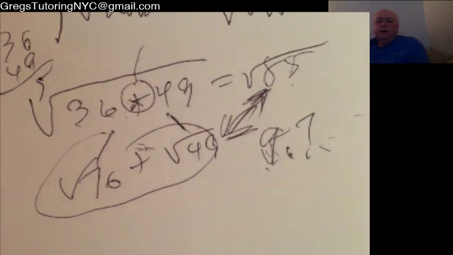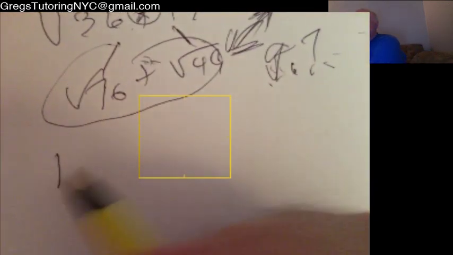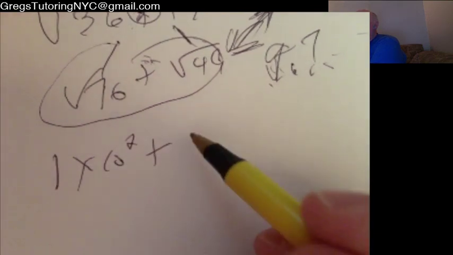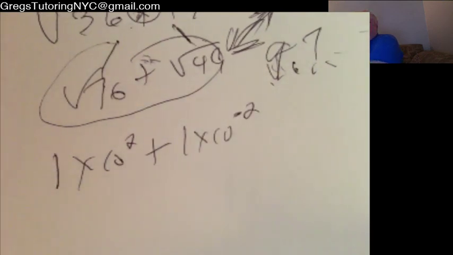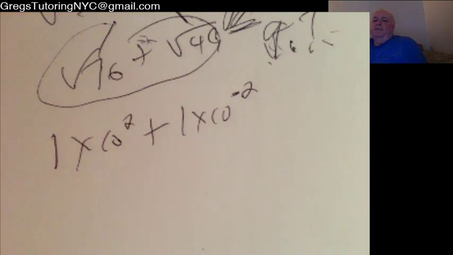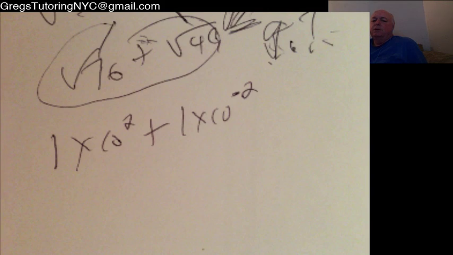All right, so let's try another one. Let me just bring my file down here. If I have something like this, 1 times 10 squared plus 1 times 10 to the minus 2, what does that end up being? A lot of kids can do scientific notation backwards and forwards. When you're trying to combine the two together, what happens there?